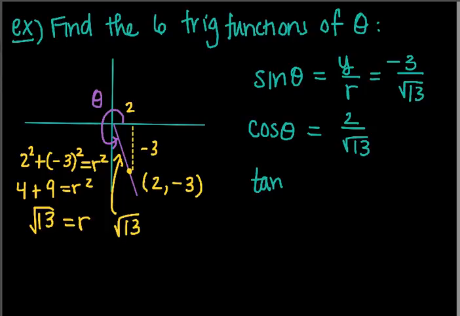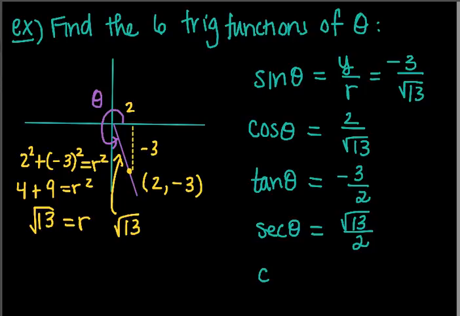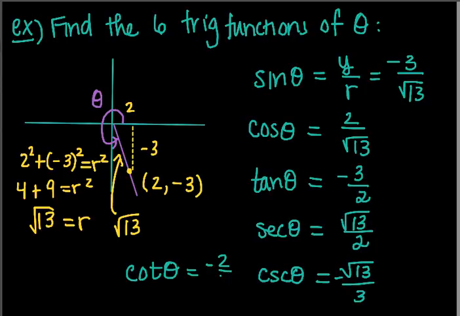Tangent of theta is going to be y over x. So that's -3/2. Secant of theta, which one is secant? That's the reciprocal of cosine. So that's root 13 over 2. And cosecant of theta is going to be negative root 13 over 3. And then my last one, of course, is cotangent of theta, which is going to be a -2/3.